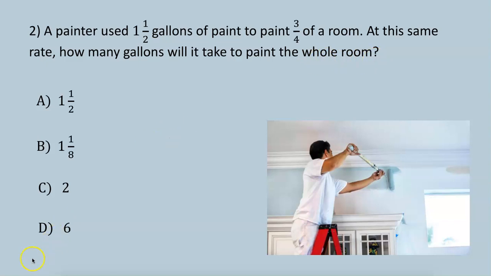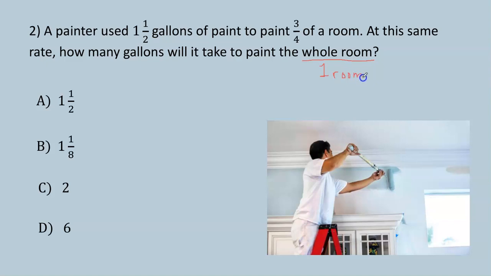So they are telling us in this problem that one of the values is equal to 1. Let me grab a pen so I can write about this. Alright, so they're telling us a whole room. So basically they're saying one whole room.